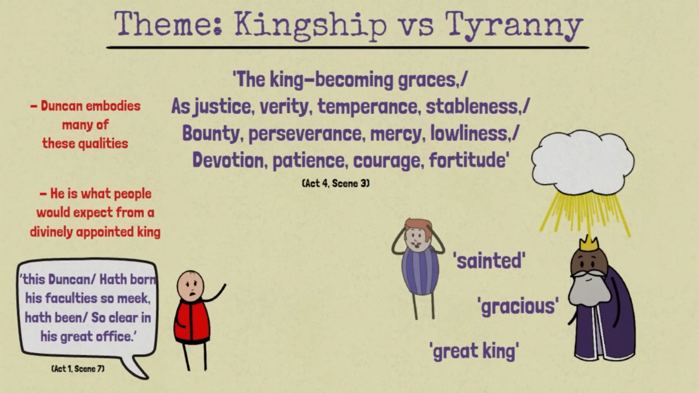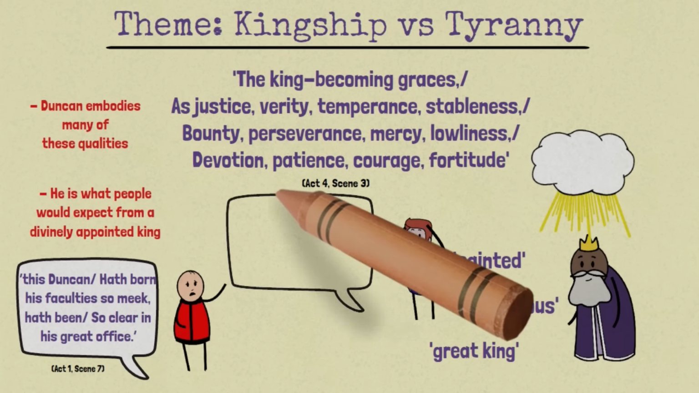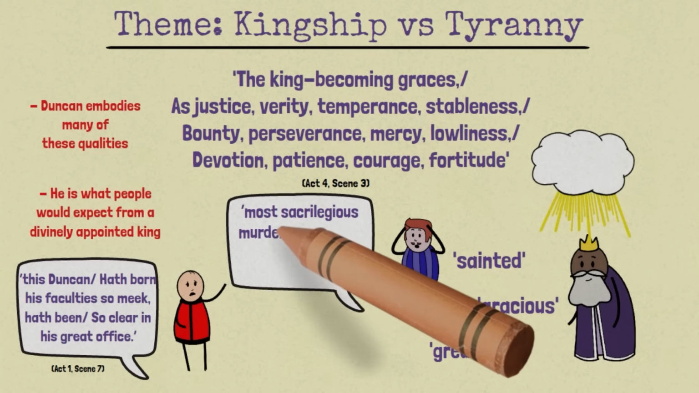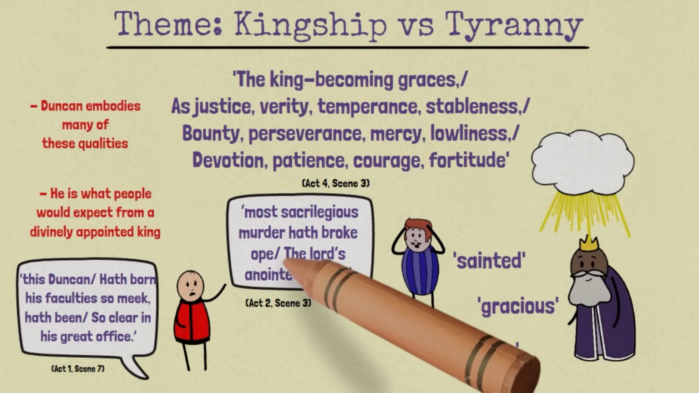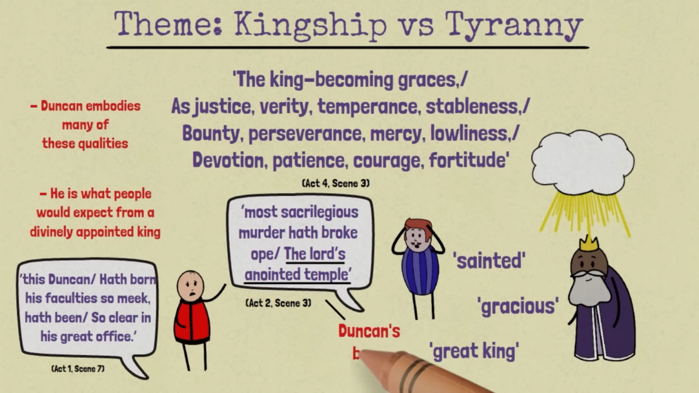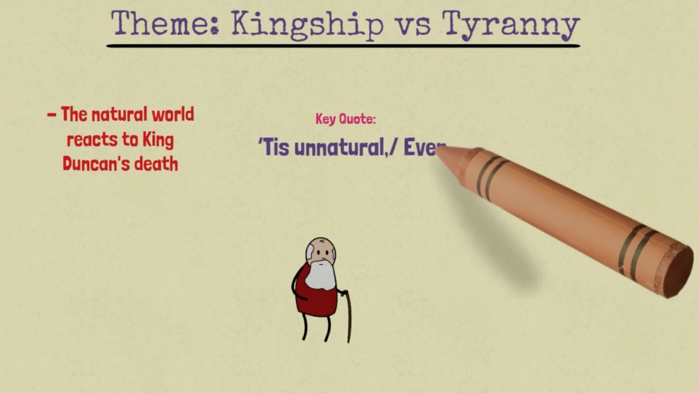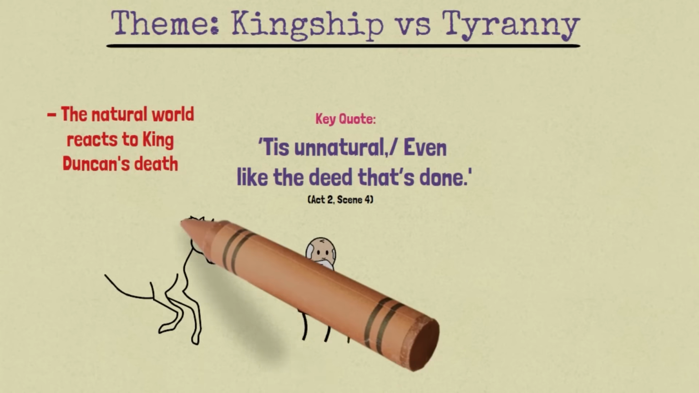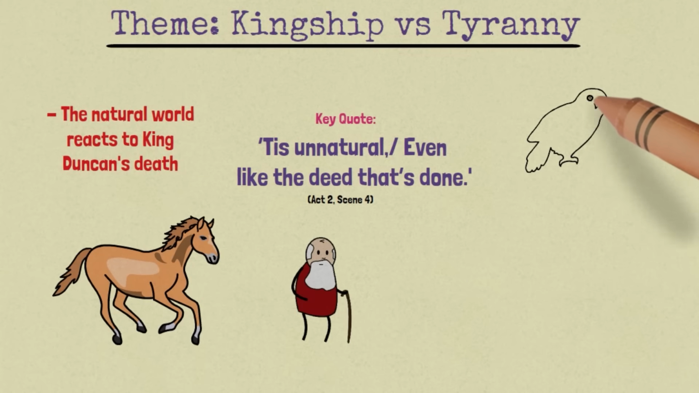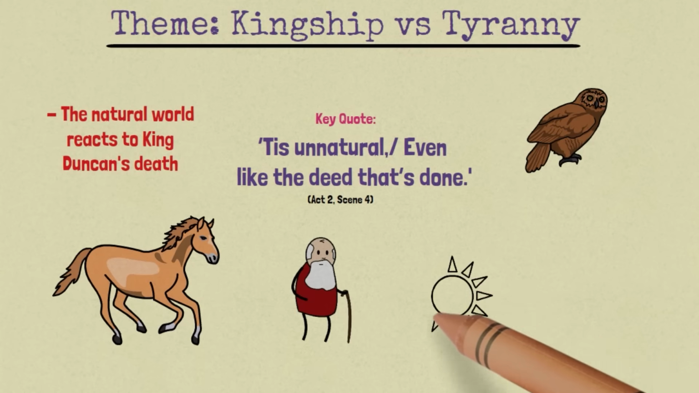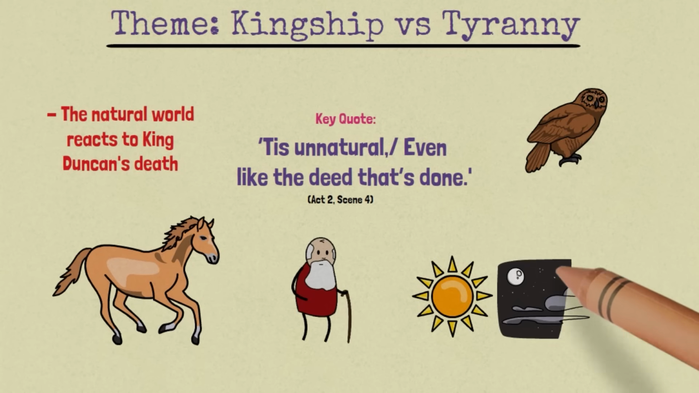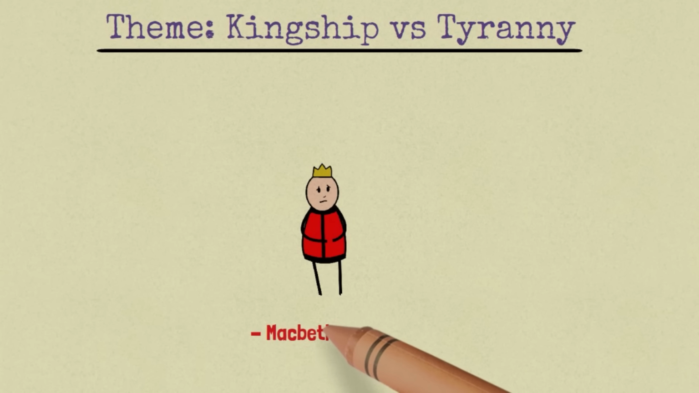His death causes an absolute uproar, and after discovering his body, Macduff cries out, "Most sacrilegious murder hath broke ope the Lord's anointed temple!" It is so shocking a crime that the natural world reacts as well in unnatural ways. We hear about horses eating each other, owls killing falcons, and the day turning dark as night. Macbeth's actions have thrown off the very balance of nature, bringing chaos to the land. And although he finally achieves his goal of becoming king, he turns out to be much less suited to it than Duncan.